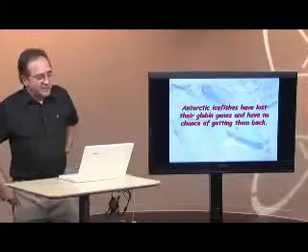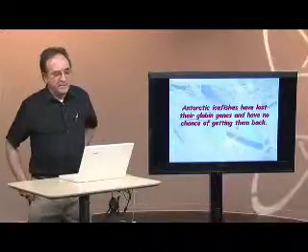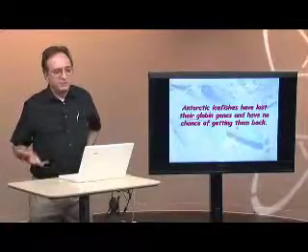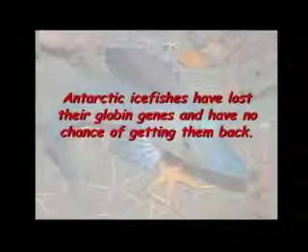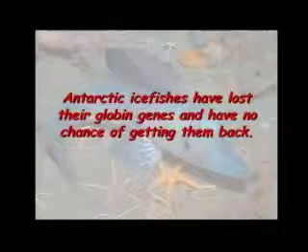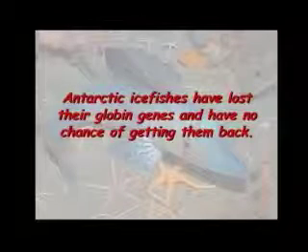Now, the Antarctic icefishes have lost their globin genes, it's clear, and the important conclusion is that they basically have no chance of getting them back. Let's think what this means in the context of global warming. An animal that doesn't have the ability to transport oxygen with red cells and hemoglobin is probably going to be at a greater disadvantage than organisms that do have red blood cells.